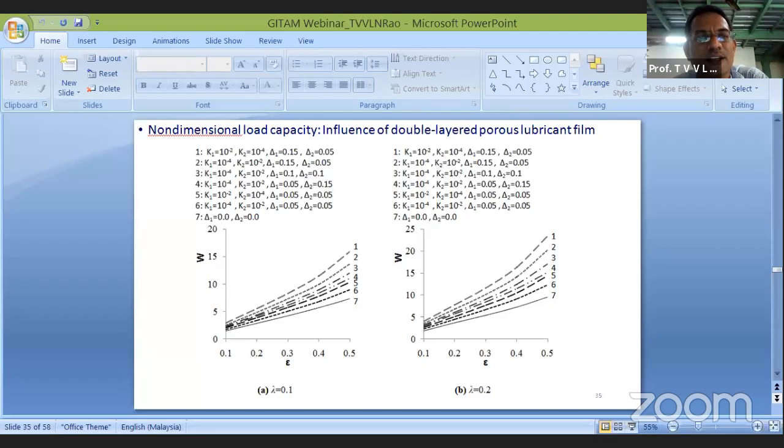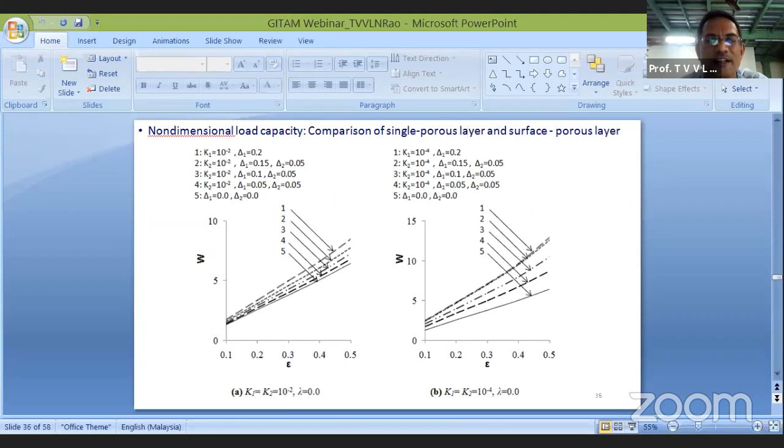And then we have the different layers of the porous layer. I mentioned that if the permeability is low, the fluid cannot enter, so there is more load capacity. If the permeability is high, the fluid can easily enter, and then it's a normal flow. So these are the various bearing performance characteristics.